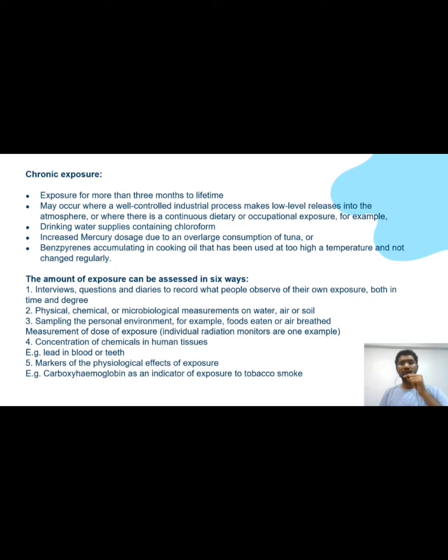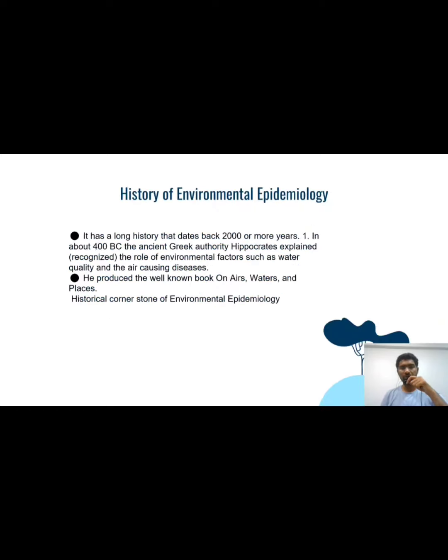The amount of exposure can be assessed in 6 ways. There are interviews, questionnaires, and diaries to record what people observe of their own exposure, both in time and degree. Physical, chemical, and microbiological measurement on water, air, or the soil. Sampling the personal environment, for example, food eaten or air breathed, measured for the doses of exposure. The concentration of a chemical in human tissue, for example, lead in blood or teeth. Markers of physiological effects of exposure, such as carboxyhemoglobin as an indicator of exposure to tobacco smoke.